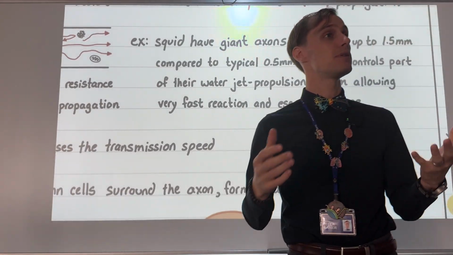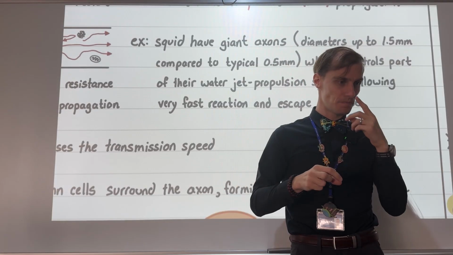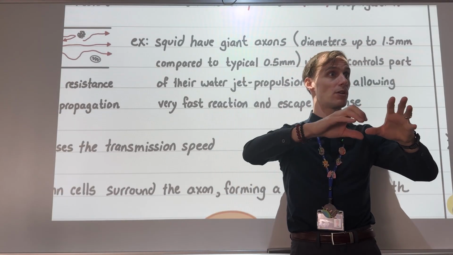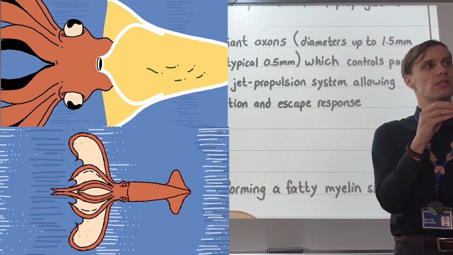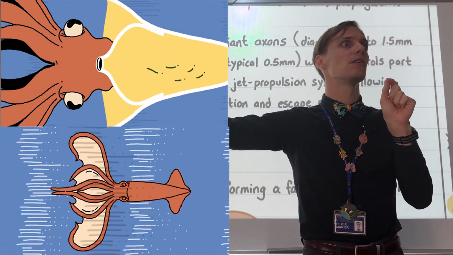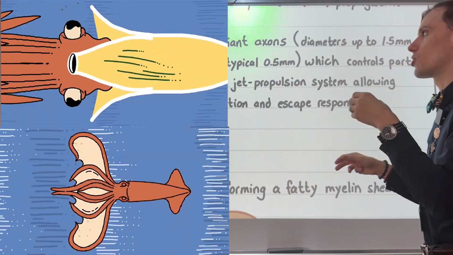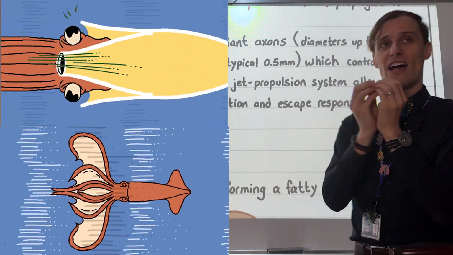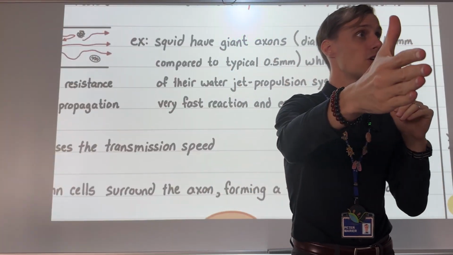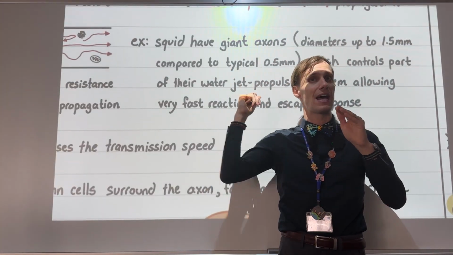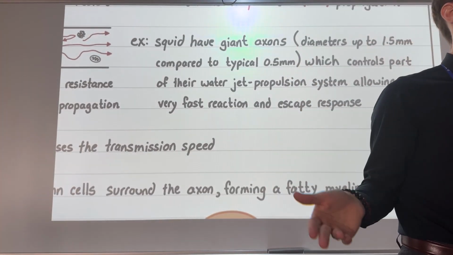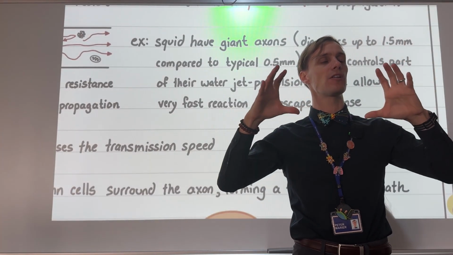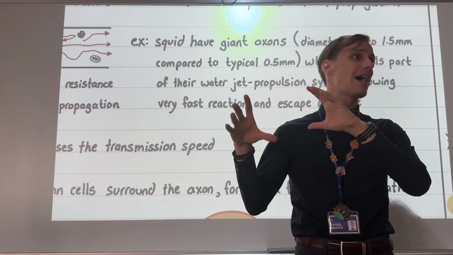Why is this adaptive for squid? Well, they have a propulsion mechanism. It's actually how they move. Squid have the ability to do really quick bursts, and that quick burst could be for a very fast reaction, usually to escape predation. Being able to transmit a signal faster to their muscles allows faster movement. So this is adaptive. They've evolved to have a fairly large diameter in their axons.